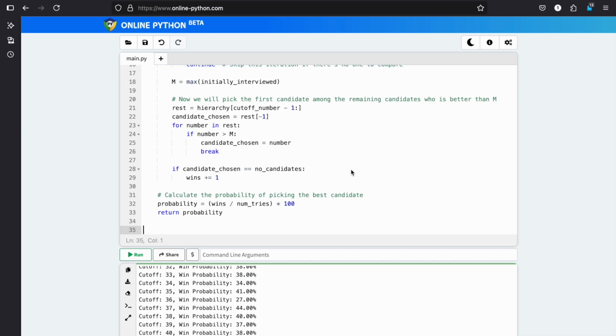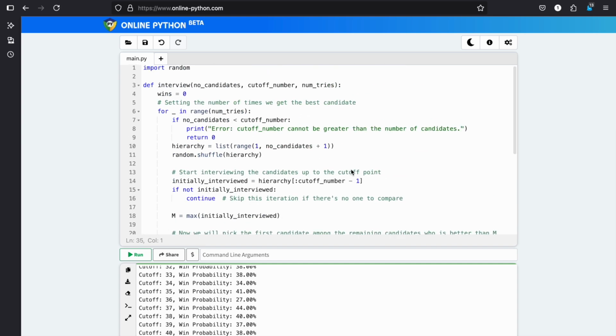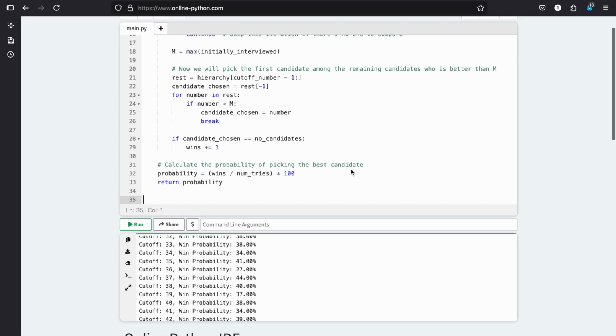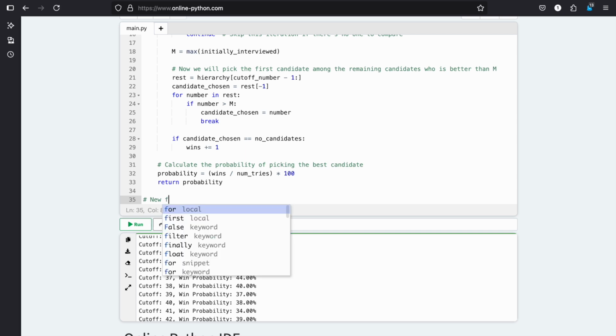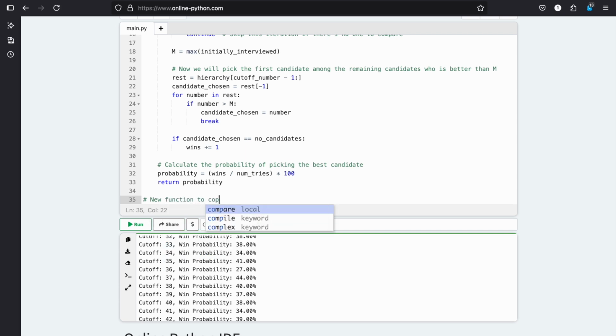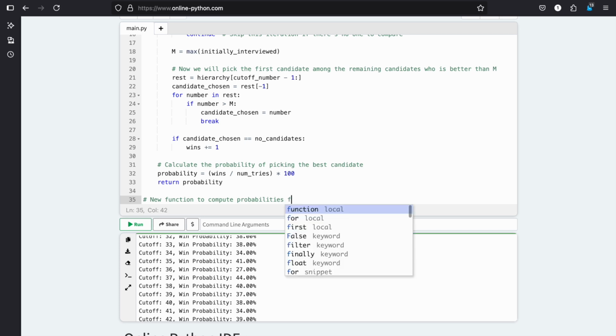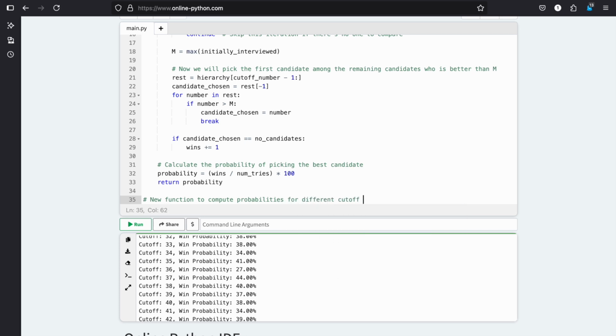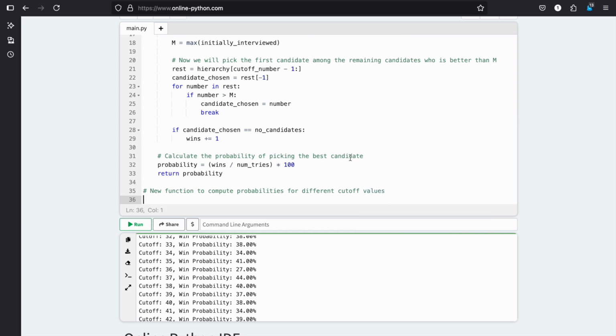Right, so now I'm going to show you the code. This code I explained in the last video. I wrote it and explained each line previously. If you want to watch that, you're more than welcome to do so. Now, what we are going to do is add a new function to compute probabilities for different cutoff values.